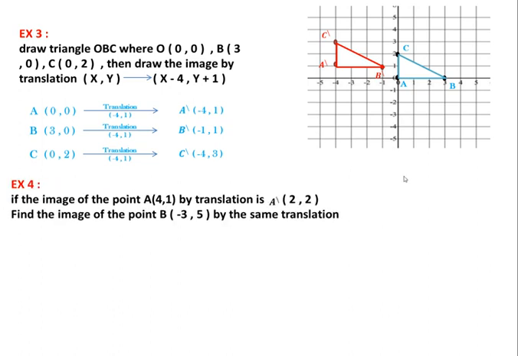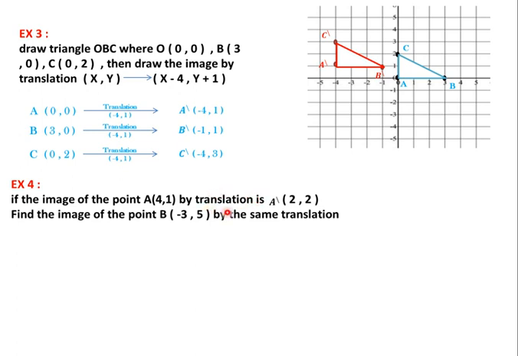Another example. If the image of the point A (4, 1) by translation is A dash (2, 2), find the image of the point B (-3, 5) by the same translation. At first, determine the point and its image and its translation. We have the point A (4, 1), and A dash is the image of A, not the translation. The image of A is (2, 2) by translation.